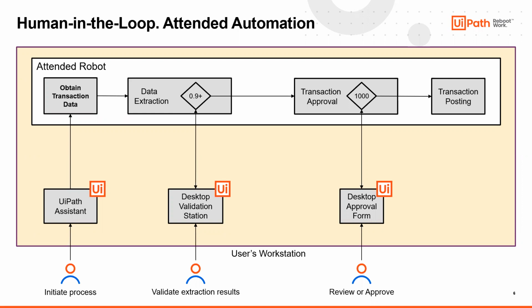If transaction approval is necessary, again, the robot can display an approval request, a desktop form, present all the data to the user and ask him to say whether he approves or not. Finally, the robot will complete the process by posting that transaction. So as you can see, we have one user interacting with robots through UiPath Assistant, through the UiPath validation station displayed on his desktop, as well as a variety of pop-ups, dialog boxes, and approval forms, all on his desktop.